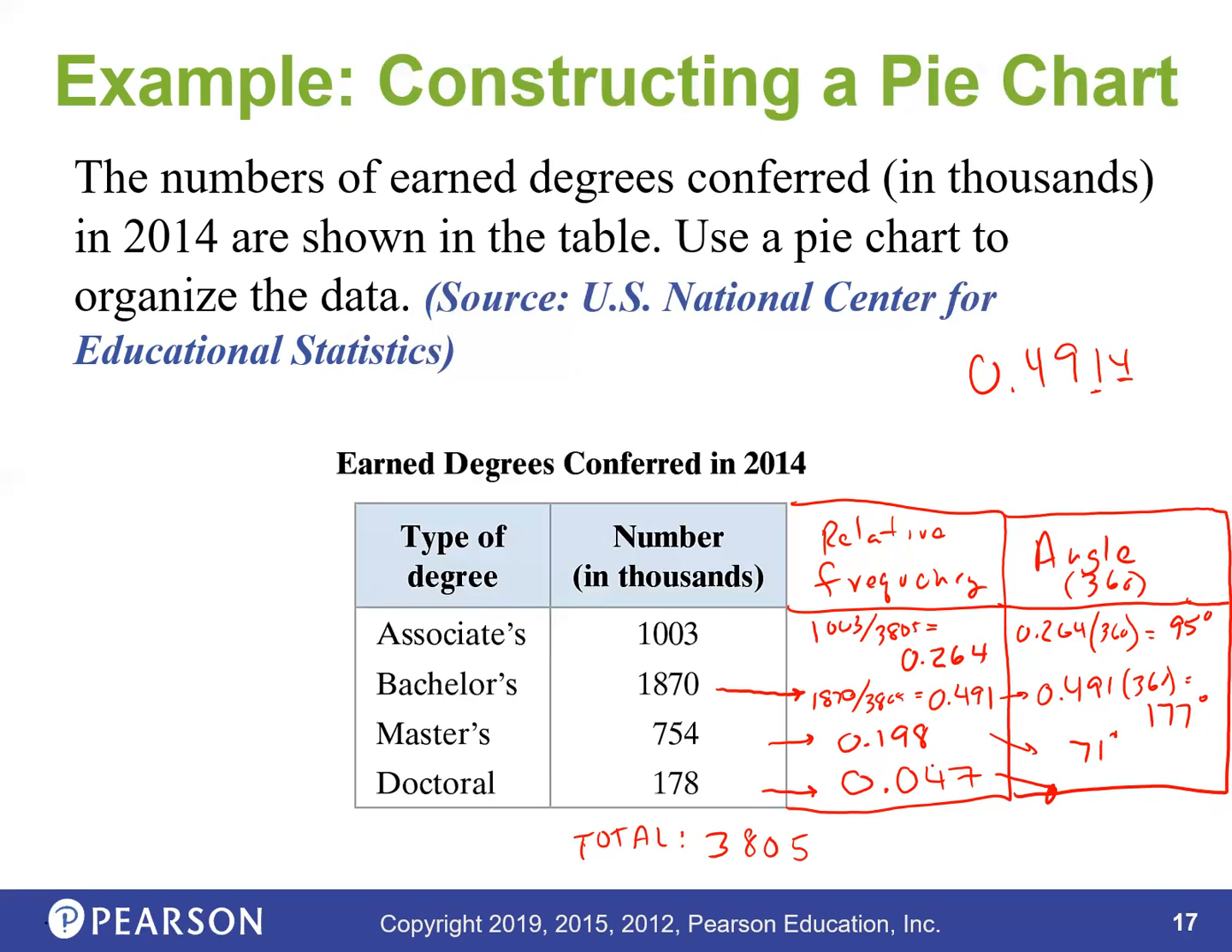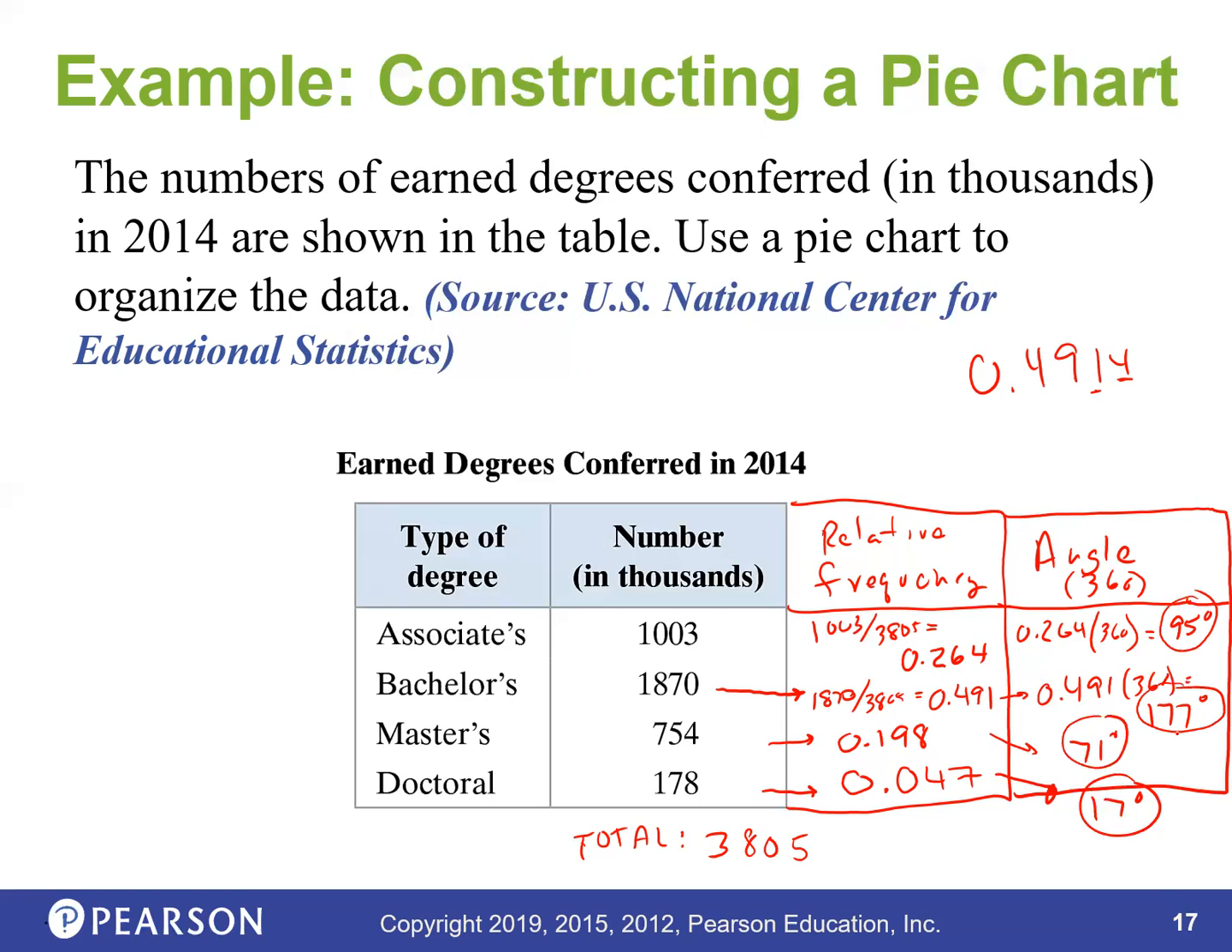I think you got an extra zero here, so it's 0.047. Oh, yeah. Okay, 0.047 times 360. 17 is cool. Okay, guys, real quick, the numbers are 95 degrees, 177 degrees, 71 degrees, and 17 degrees. Are we good? I'm gonna have Brian do a check for us. Brian, can you add those up? Make sure we get 360, because we better get 360, or else our computation is wrong. So this is kind of double checking our work.